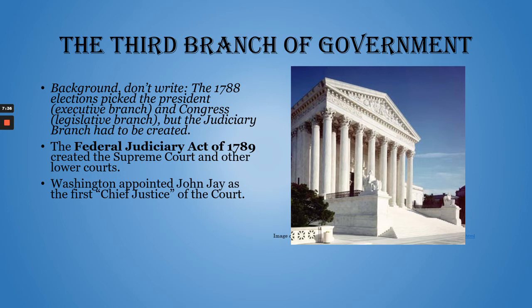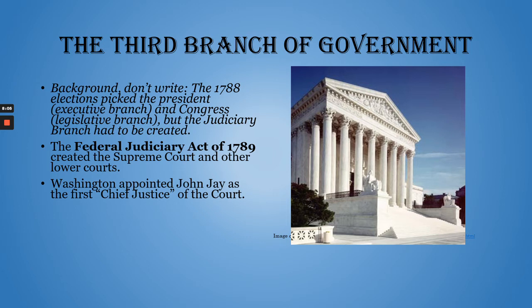Washington appoints our old friend John Jay as the first Chief Justice. All right, so remember John Jay. We keep hearing this name, and a lot of people forget about him today. But he helped negotiate the Treaty of Paris along with Franklin and Adams. He helped write some of the Federalist Papers with Madison and Hamilton. And now he's going to be the first Chief Justice of the Supreme Court.